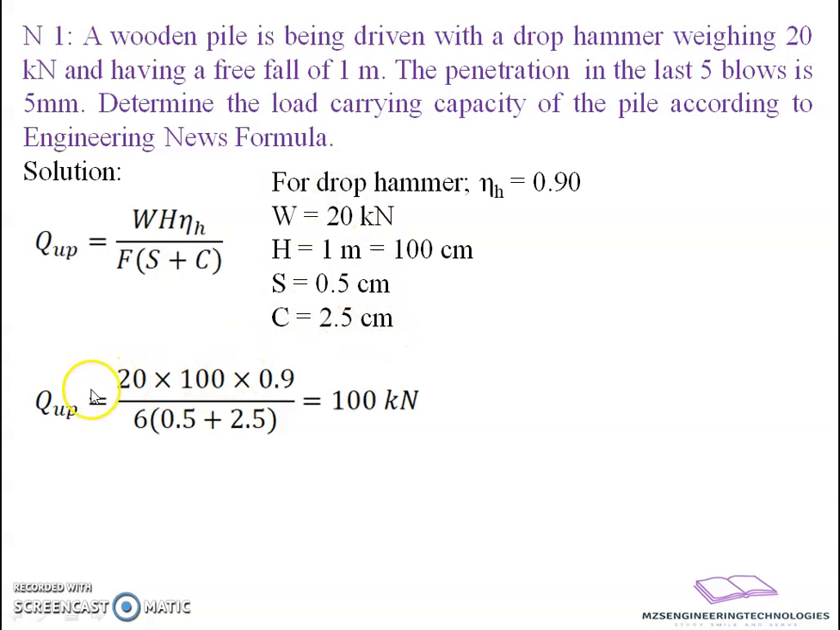After substituting all these values in the equation, we get 20 into 100 into 0.9: 20 the weight of the hammer, 100 the free fall height in centimeters, and 0.9 the hammer efficiency, divided by 6 the factor of safety, times 0.5 the settlement value given to us plus 2.5 the recommended coefficient. If I take the product of this, the Qup value works out to be 100 kilonewton. In a very simple way we can put in the known values and get the estimated value in relation to the system we are using to drive the pile into the ground. There is no consideration related to soil parameters. A direct empirical relation has been used.